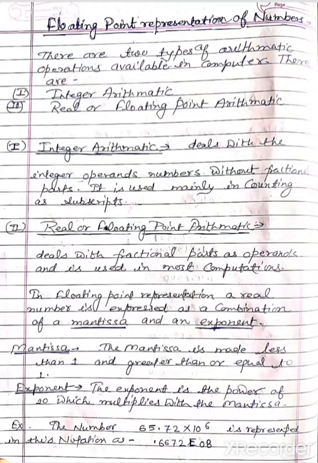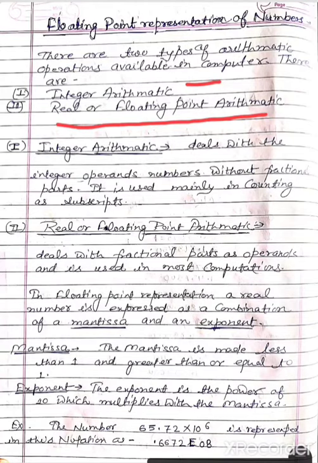Today we will study the topic floating point representation of numbers in the continuation of the study of topic computer arithmetics. There are two types of arithmetic operations available in computer: number 1, integer arithmetic, and number 2, real or floating point arithmetic.